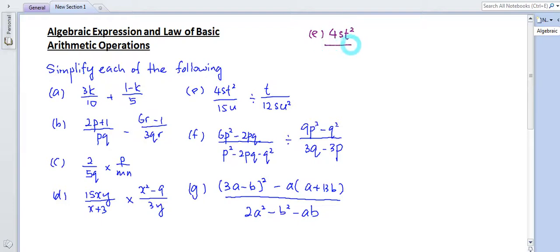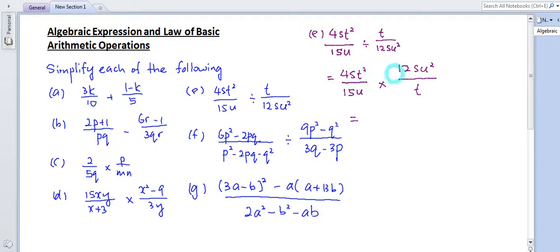4st squared divided by 15u, divided by 12su squared. When you see a fraction divide, the first thing that comes to mind is you have to invert the fraction for the second one. So this 15u, change it to multiply, and here becomes 12su squared over t. Now you can start to simplify it.